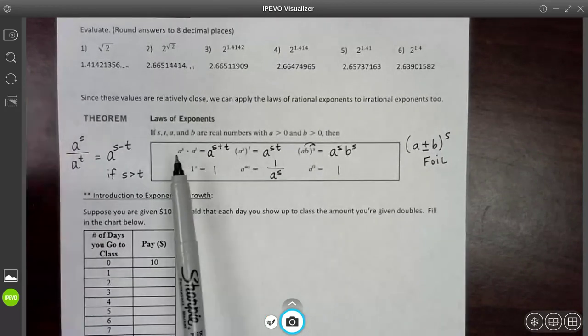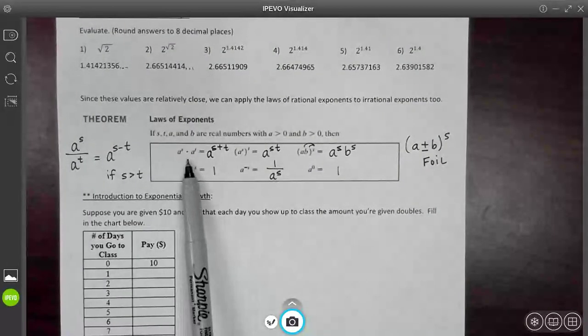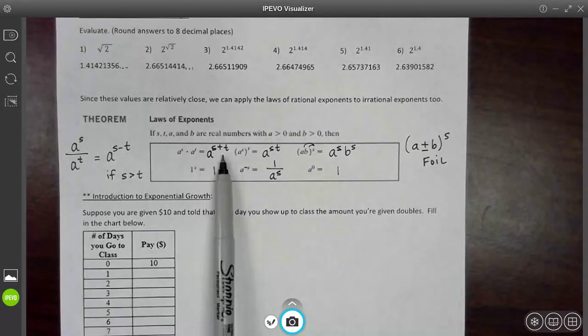So let's just review some exponent rules really quick. We know that in a multiplying problem where the base is the same, we will add our exponents.